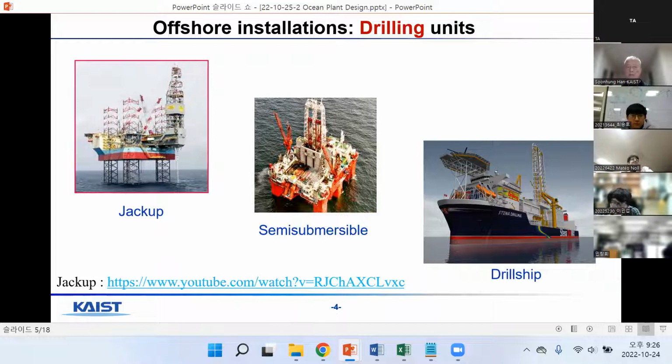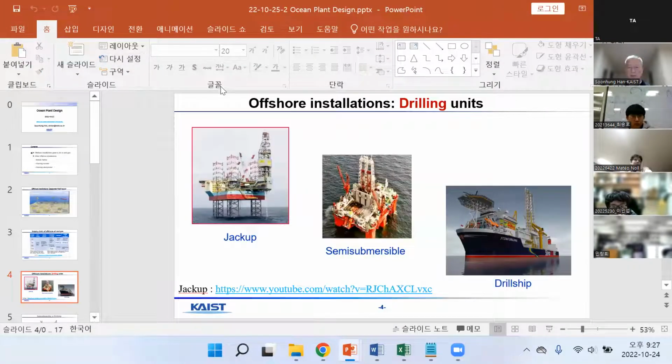But the jackup is not floating. Jackup is just a foot, a long leg. The foot is on the ground of the subsea bottom. But the semi-submersible is a kind of floating type. The drill ship is the final type, also floating, and looks like a ship. Okay, so let me show you another jackup type video. Drill ship, drill unit.